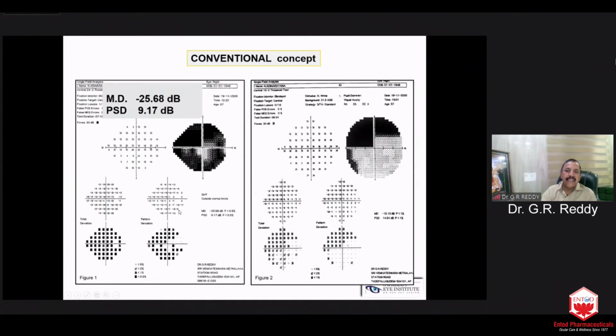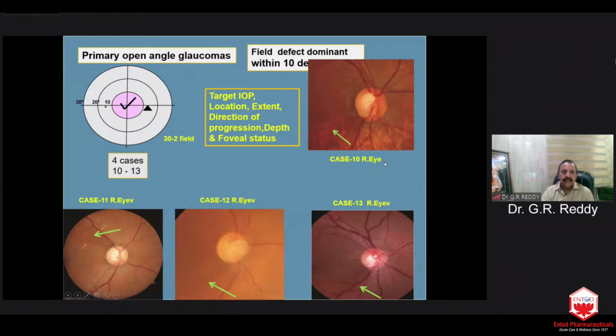So this is the conventional concept. The glaucoma usually starts away from the center. In advanced cases of glaucoma, we take the 10-2 to know the residual field. That is the original concept. But in type 2 glaucomas, what I say is, the glaucomas can start within 10 degrees. I will be showing you 4 cases where glaucoma starts within 10 degrees.